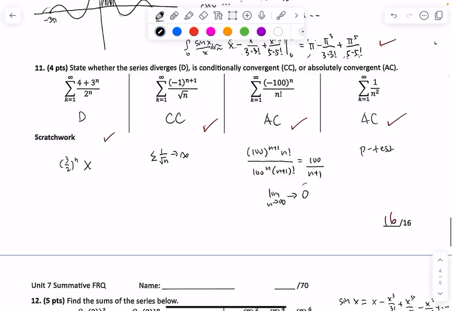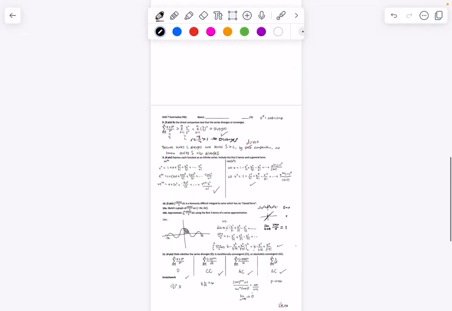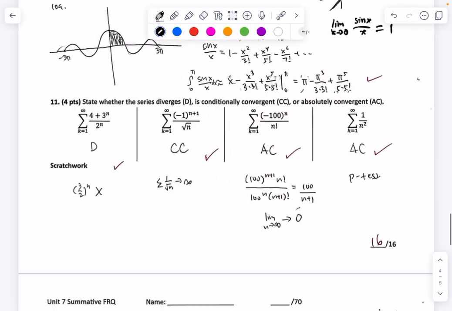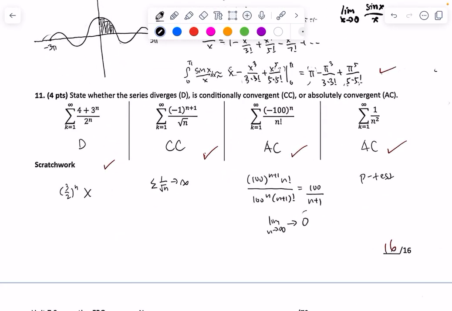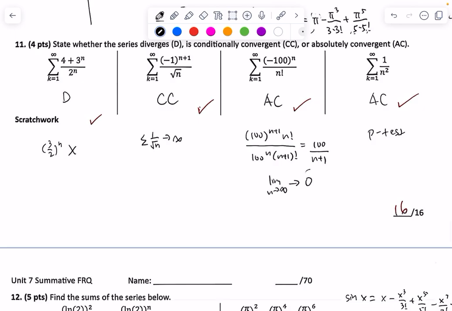All right, divergence, conditionally convergent, absolutely convergent. This problem we actually did back here. It's just a direct comparison, and this diverges. This is conditionally convergent because it's an alternating series. However, the absolute value does not converge because it would be 1 over root 1, 1 over root 2, and then by the p-test, this will diverge. So it is conditionally convergent.